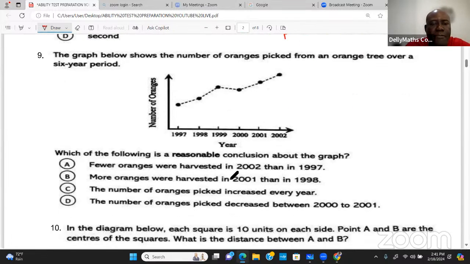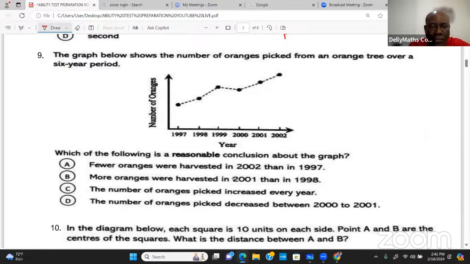Let's take a look at this graph. A lot of times the graph may be problematic, but what we want to do here is just take a look at what's going on. The graph below shows the number of oranges picked from an orange tree over a 6-year period. We have 1997, 98, 99, 2000, 2001, 2002. We're looking at the number of oranges on the y-axis and the year on the x-axis, all right?